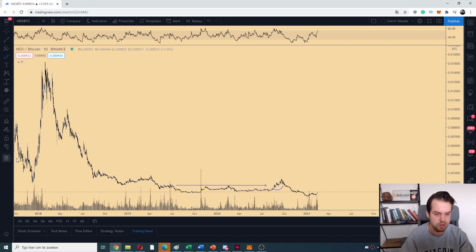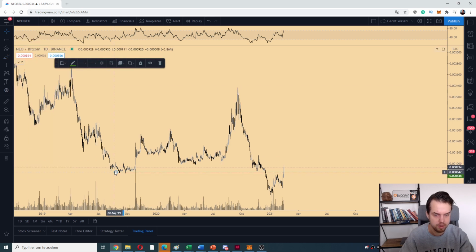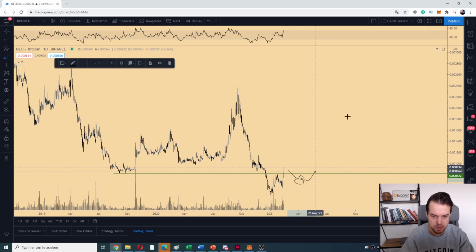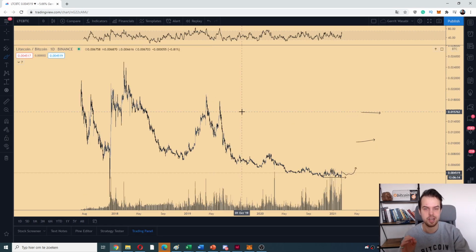For instance, NEO is slightly waking up and has to flip some levels as well. If that happens and we make a higher low in this zone again, we might be seeing massive moves all across the board. But Litecoin is on the watch, Zilliqa is on the watch for the dips.